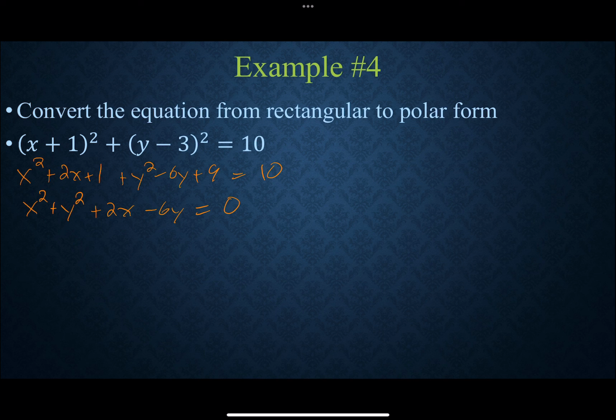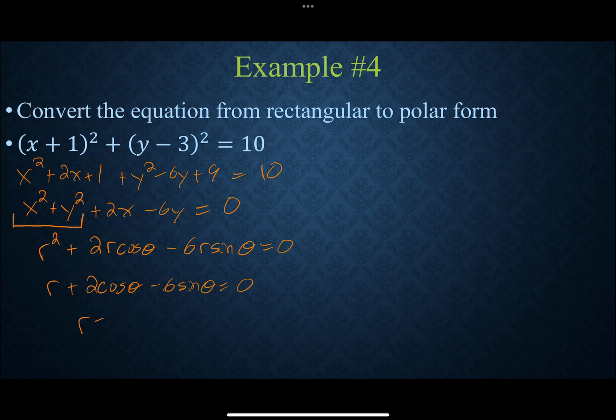And the reason why we're doing this is because this part right here is equivalent to r squared. And again, the individual x's become 2r cosine theta. The individual y becomes r sine theta. For most of these questions, the goal is to get r completely by itself. So we'll notice that every single term has an r in it. So if we divide everything by r, we get r plus 2 cosine theta minus 6 sine theta, which means r is equal to 6 sine theta minus 2 cosine theta.